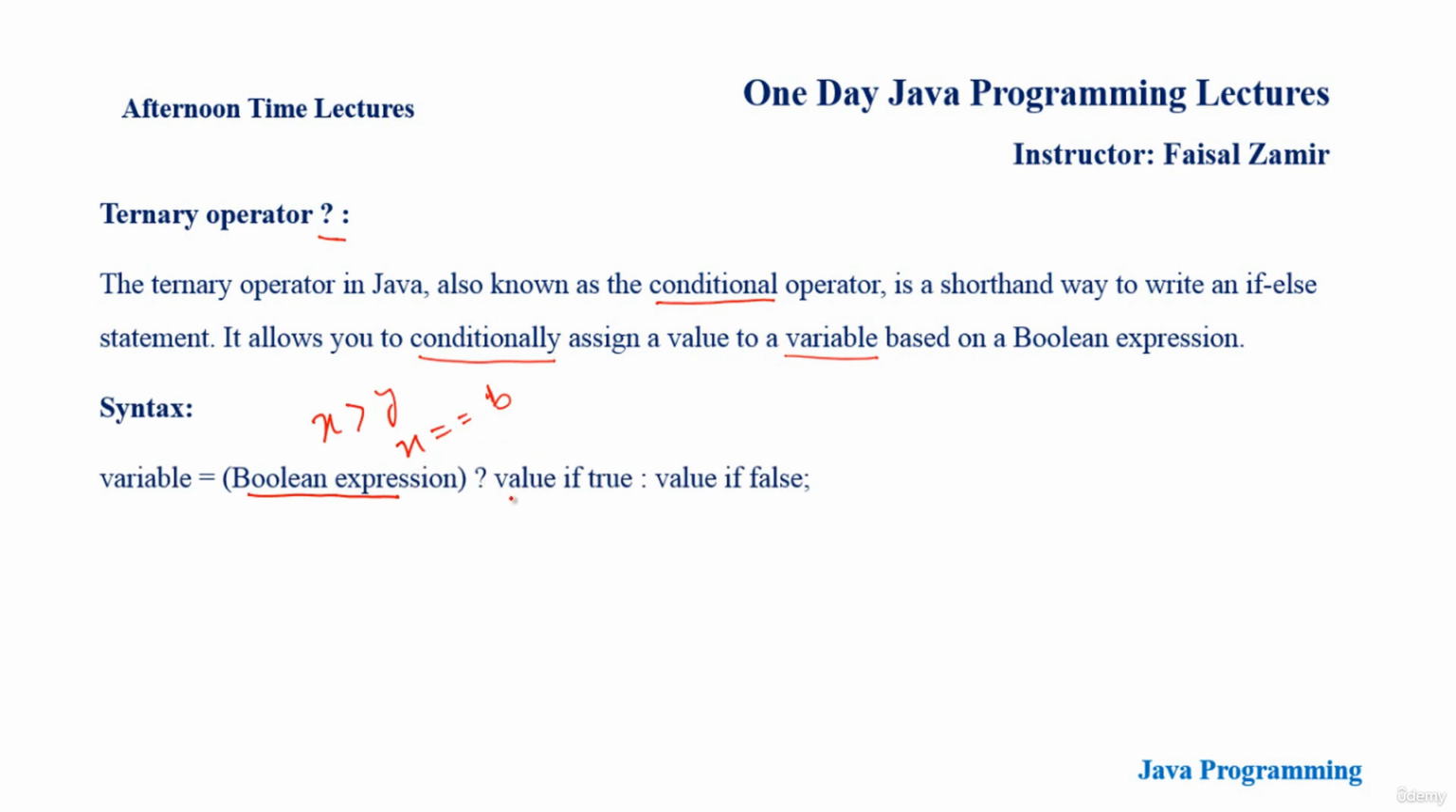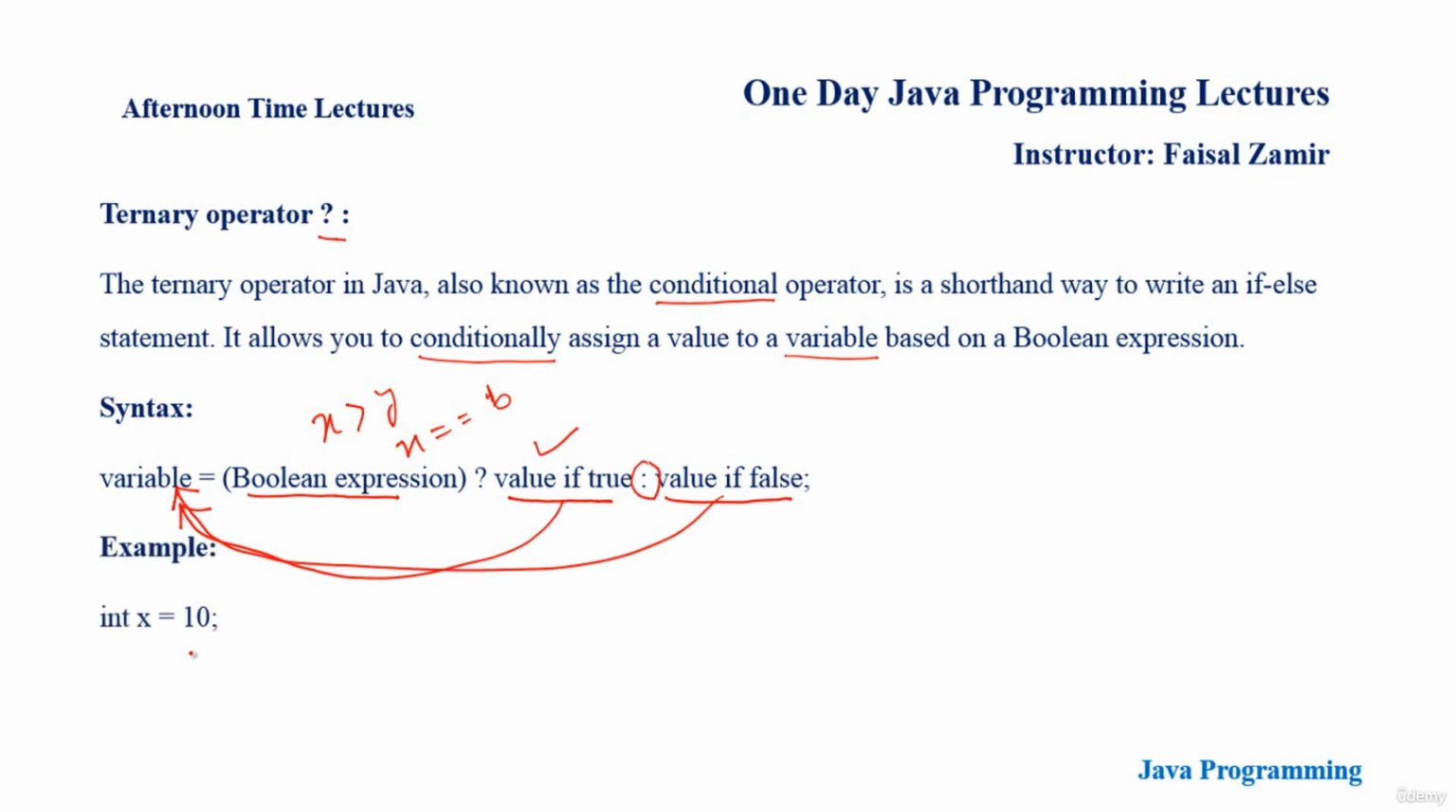And put a question mark. Then one statement and a second statement. Between the two statements, you have to put a colon. At the end, a semicolon. So the first statement will execute and be returned to this variable when this condition is true. But when this condition is false, the second statement will be returned and stored in your variable.